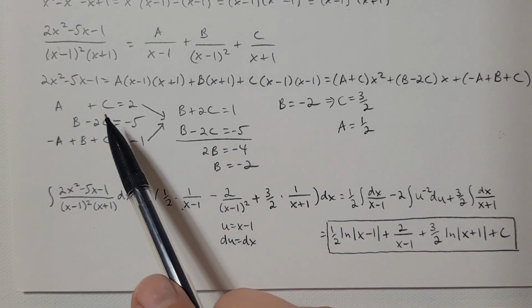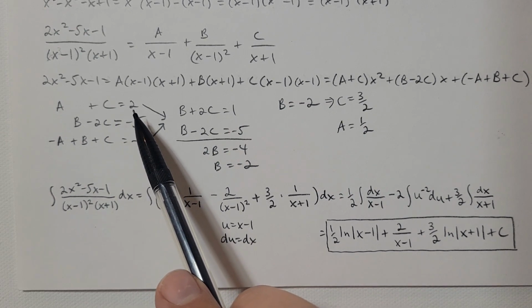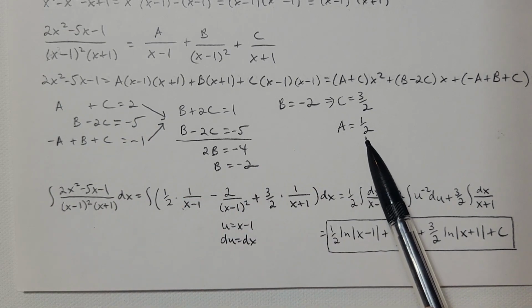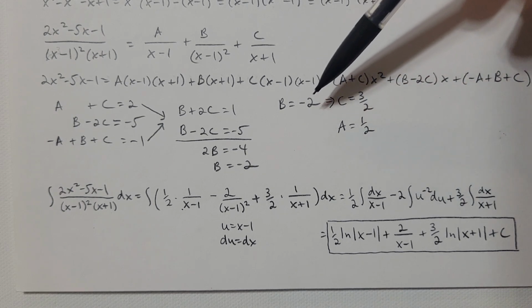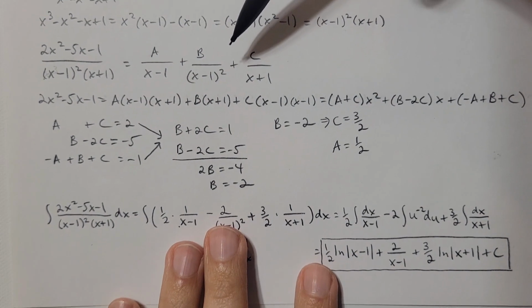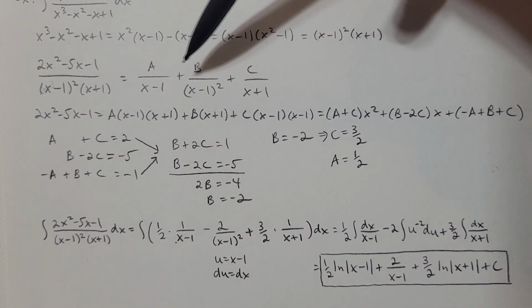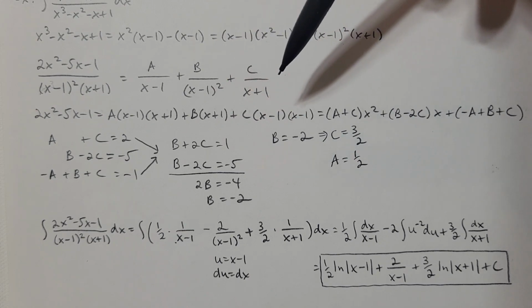Okay, and then if c is 3 halves, and I subtract 3 halves from like this first equation here, 2 minus 3 halves is 1 half. So a is 1 half. Okay, so it looks like a is 1 half, b is negative 2, and c is 3 halves. And I'm going to go ahead and plug in those numbers in the right side of this equation here, where I see a, b, and c.